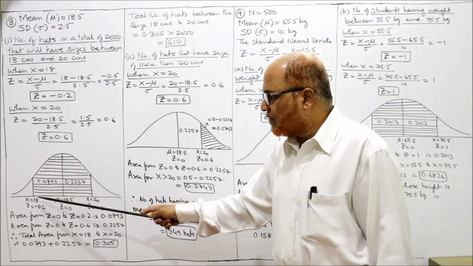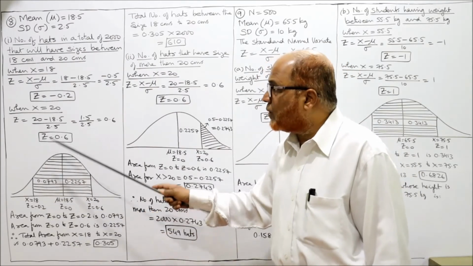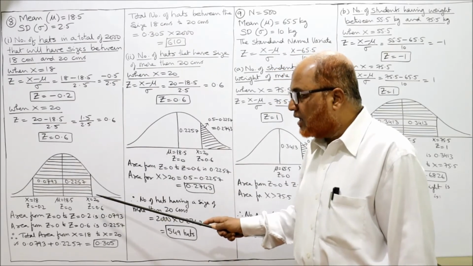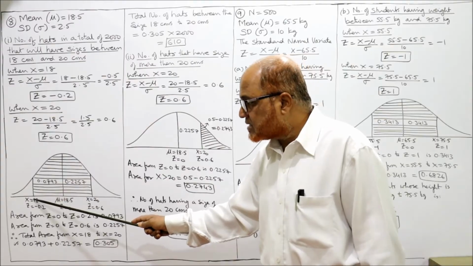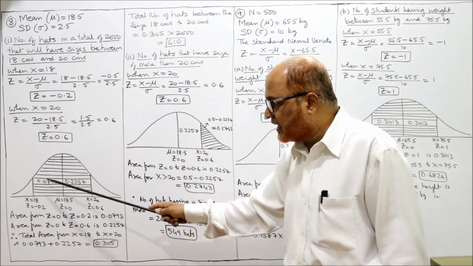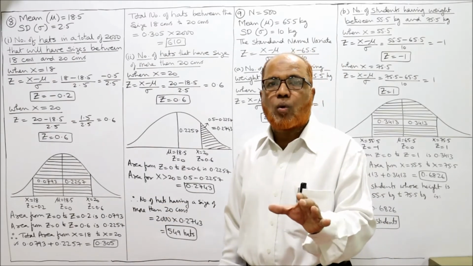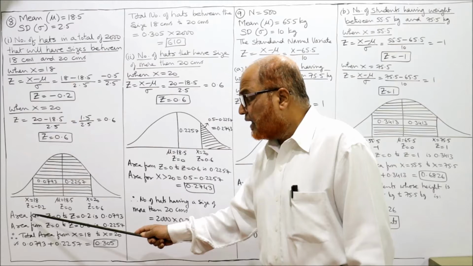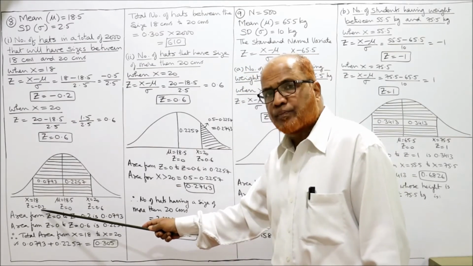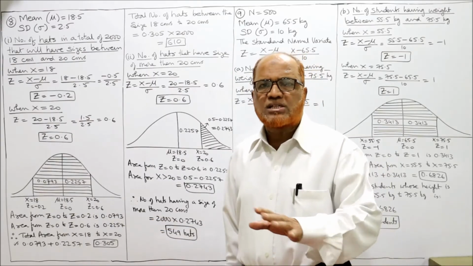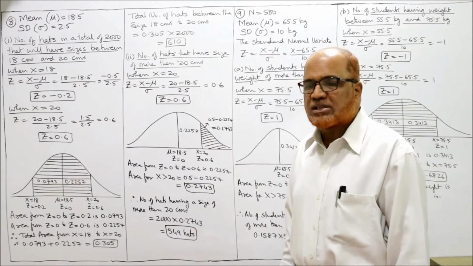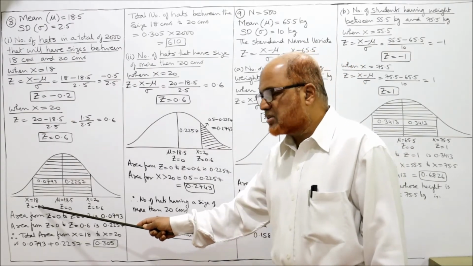Right? Now, when x is equal to 18, z is minus 0.2, already we have calculated. When x is equal to 20, z is equal to 0.6, we have calculated. Now we need the area from x is equal to 18 to x is equal to 20. From here to here, the shaded area, this is the area we require, right? Now, area from z is equal to 0 to z is equal to 0.2. See here, 0.2. The z value may be negative or positive, doesn't matter, the area will always be positive.